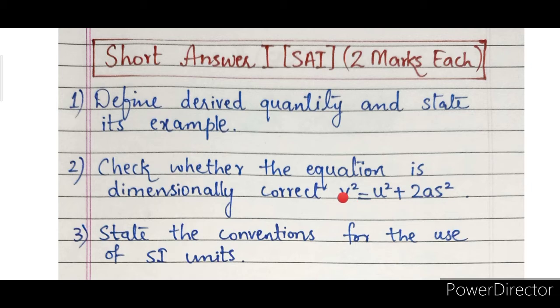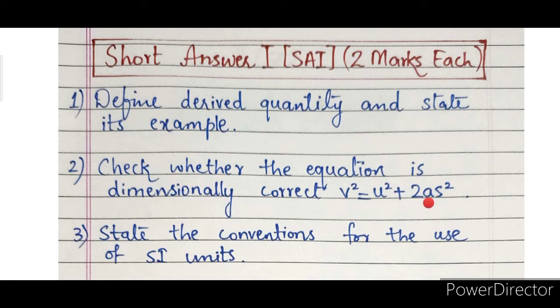So here v square is nothing but the velocity squared, and velocity has the dimension L1 M0 T minus 1. So the dimension of v square would be L2 M0 T minus 2. Then u is the initial velocity and here the term is u square, so it would have the same dimension, that is L2 M0 T minus 2.